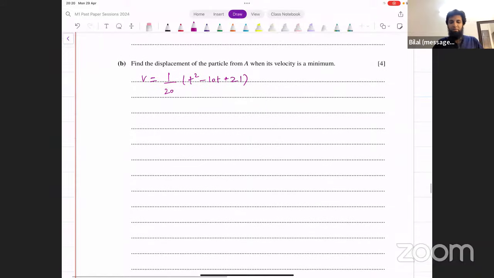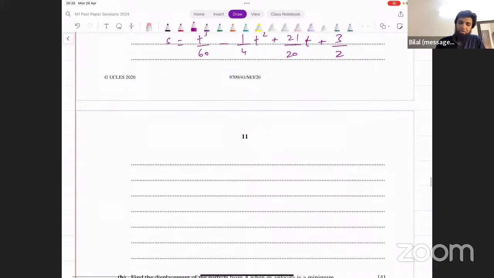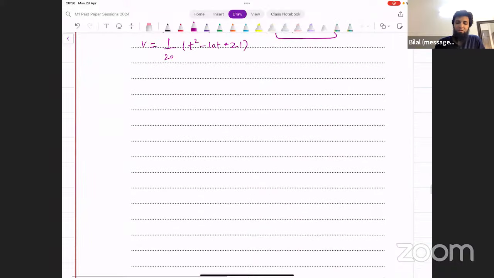We want the value of displacement when velocity is a minimum. Now we've got the displacement function. If we know the time value when velocity is minimum, we can just input that time value in the displacement function to find the corresponding displacement.